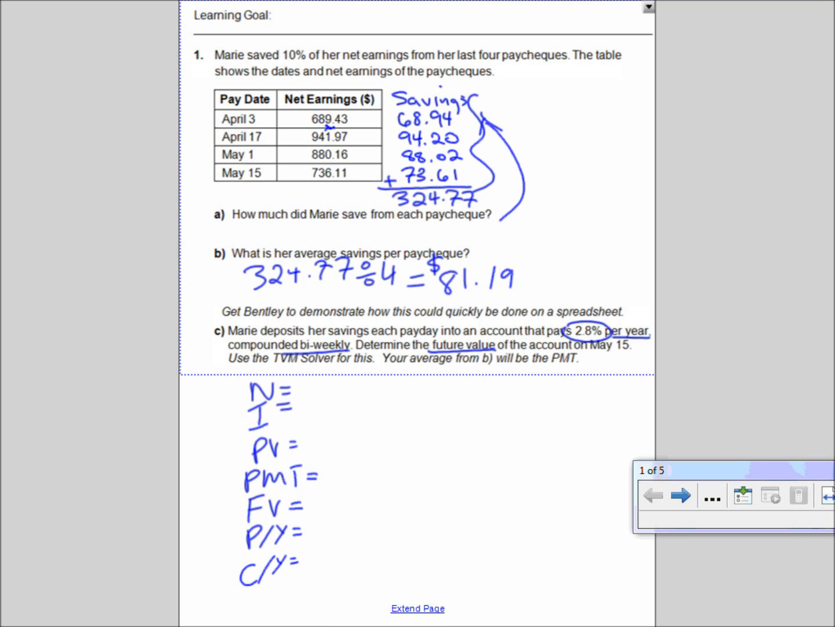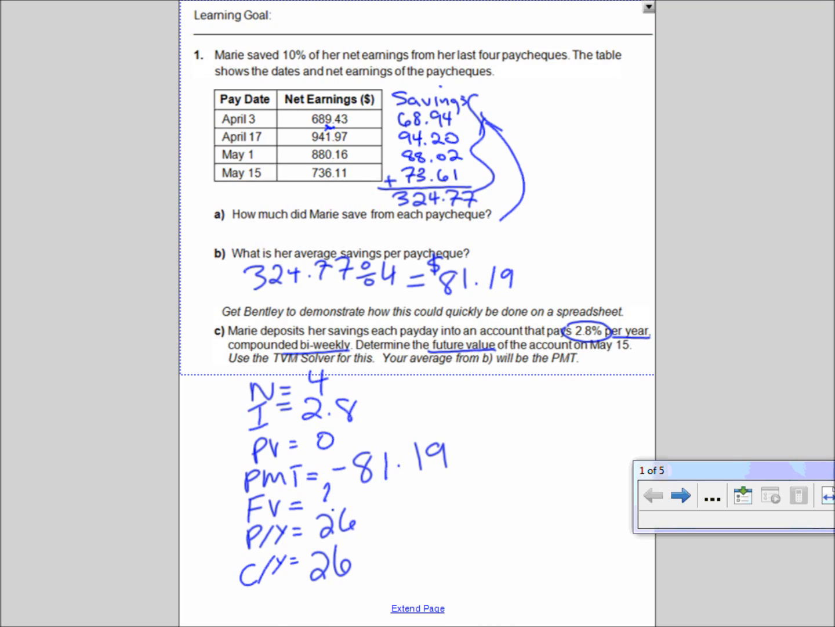So 4 payments. Her interest rate is 2.8. Her present value is 0. Her payment, they're saying use your average as her payment, $81. Future value is what we're calculating. Payment per year, she's doing it bi-weekly, so that means she's doing 26 a year. And compounded is bi-weekly as well, so 26.